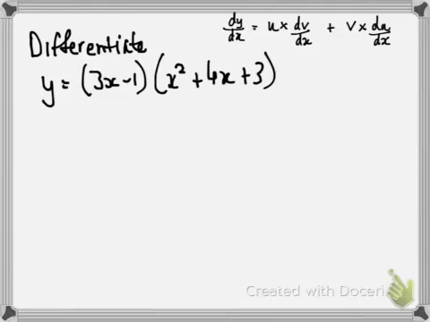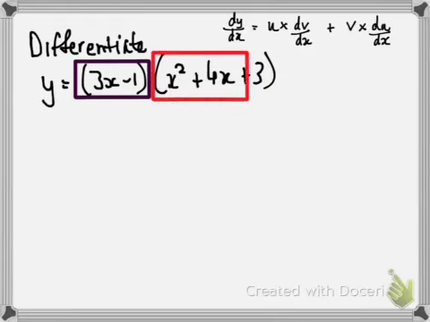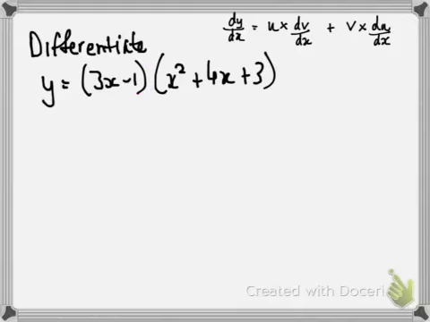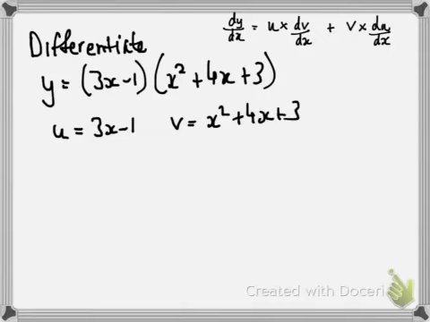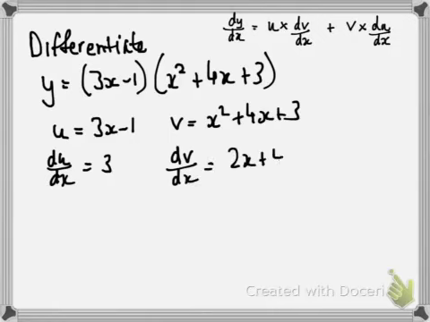Here we go, let's use it. First thing we're going to do here is identify that it is the product rule, and it is the product rule because we've got one function here and another one here, the purple and the red one. So it's two separate functions. And what we're going to say here is that one of the functions we call u equals 3x minus 1, and the other function v equals x squared plus 4x plus 3. Then we proceed to get du dx, which equals 3, and dv dx, which equals 2x plus 4.